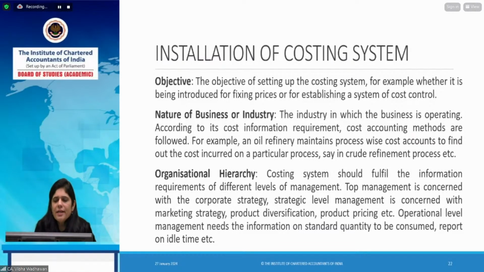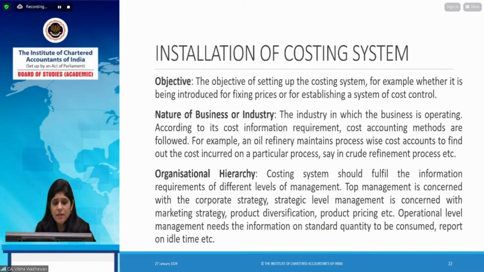Clear? So the industry in which business is operating, according to its cost information requirement, cost accounting methods are followed. For example, oil refinery, they have process-wise cost accounts to find out the cost incurred on a particular process, crude refinement process. So in oil industry, let us say a sugar industry also passes through many processes. Paper industry, it also passes through many processes. So you have to understand which type of costing you require, what is the type of industry you are into. Accordingly, costing system will be installed.